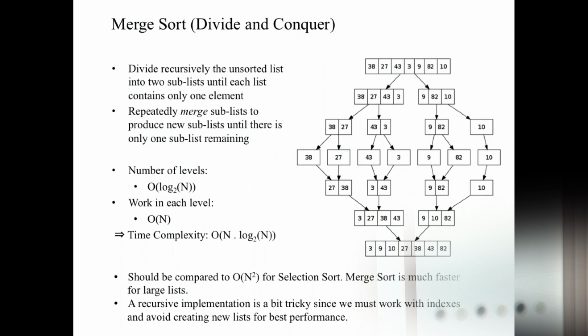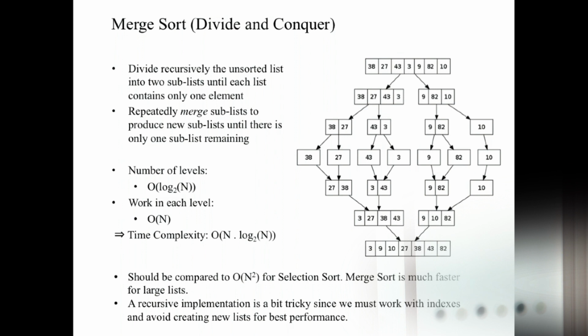But then, once you have gone to the lowest possible size, you start merging them. And while you are merging them, at the same time, you put the elements in the right position. So for example, when we merge 38 and 27, we will put them in the right place. So 27 will go here and 38 will go next.